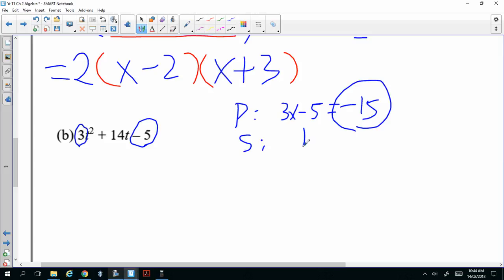So you have to find the factors. So what are the numbers? Negative 15 and multiply to get negative 15, add to get 14. What would that be? Let me ask a student.